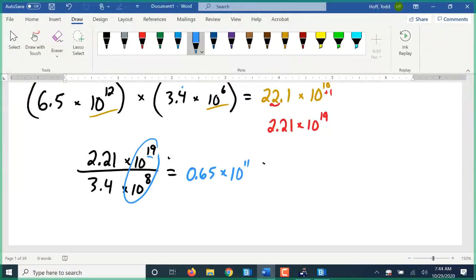Now this one has only zeros in front of the decimal point, so we have to move the decimal point over 1 spot. Make that 6.5. The count got larger, the name has to get smaller. So that'd be 10 to the 11 minus 1 is 10. So 6.5 times 10 to the 10th.